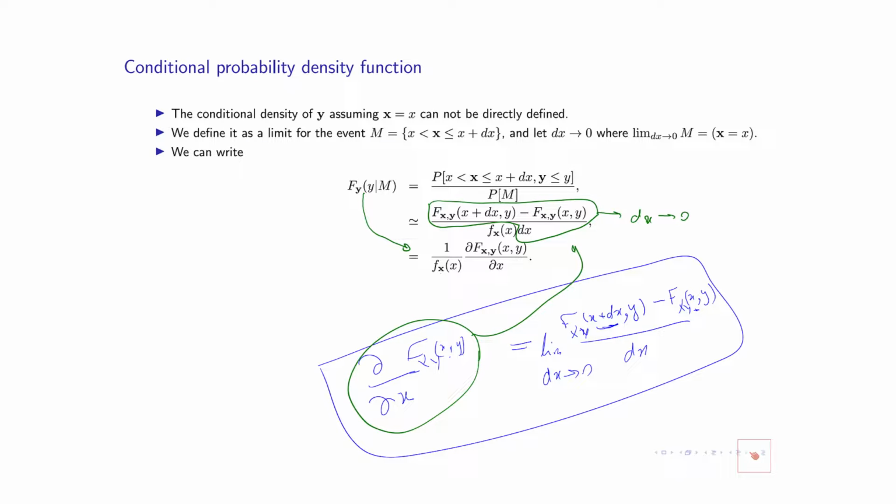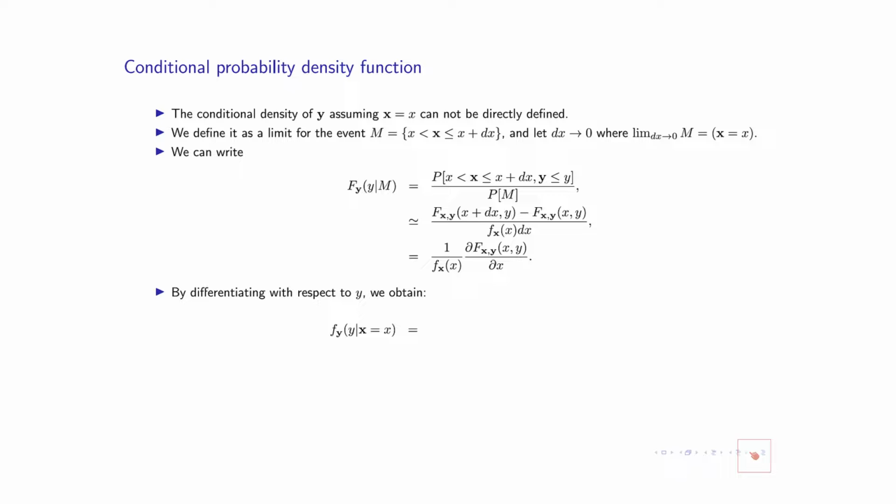So what I have done is that I have considered a very tiny interval and then let it go to 0. At this limit, the probability of M becomes equal to that, and this guy becomes equal to that. So what I get is the conditional distribution of M, when dx tends to 0, becomes equal to that, when dx is very small.